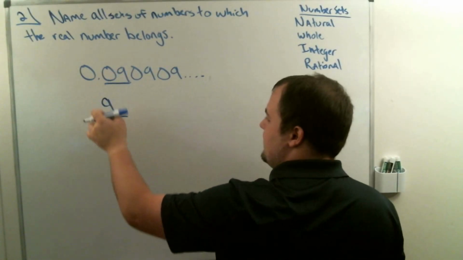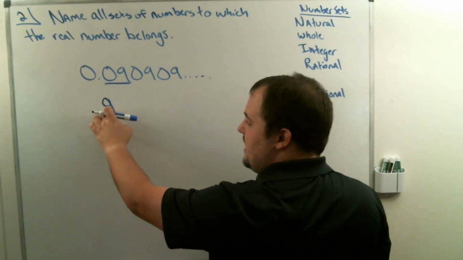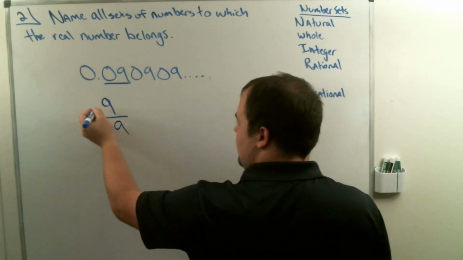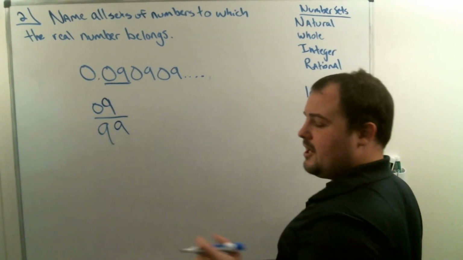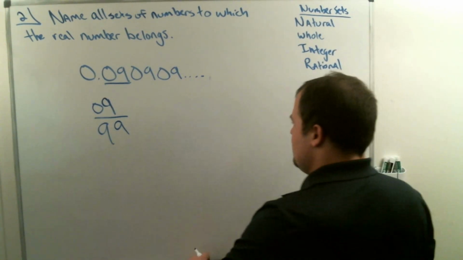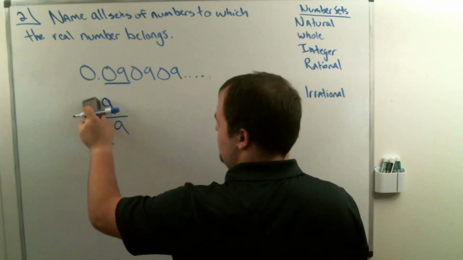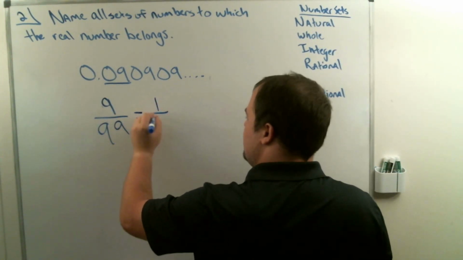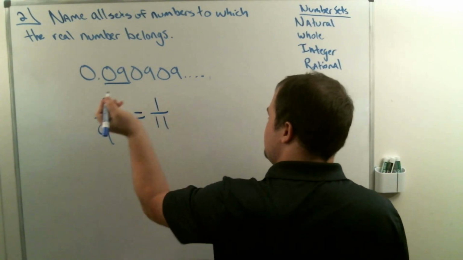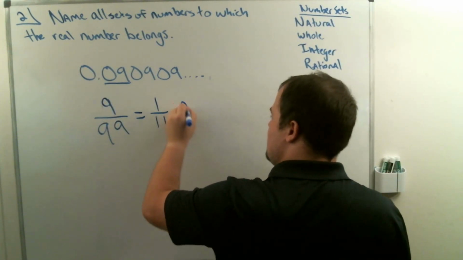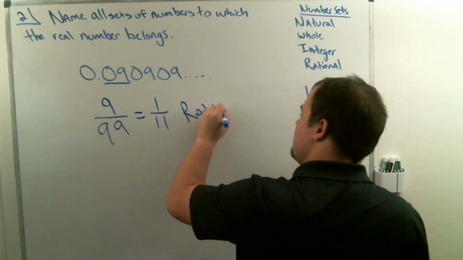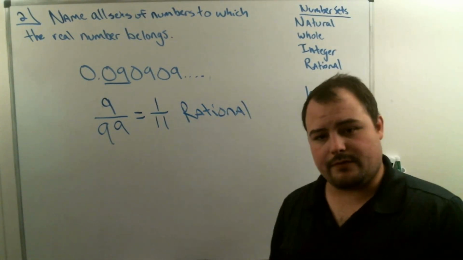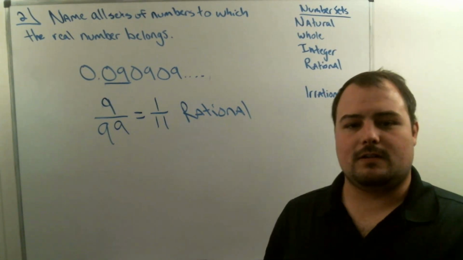It's a 0 and a 9, but I only need to write the number 9. So it's 9 over 99. If I wanted to, I could put 09 over 99, but again, you don't need that 0. So the fraction would be 9 over 99. Well, that equals 1/11th if you simplify. Since you can write it as a fraction, we're going to call it rational. It's a rational number because we can write it as a fraction. And that's all we have to do for this type of problem.